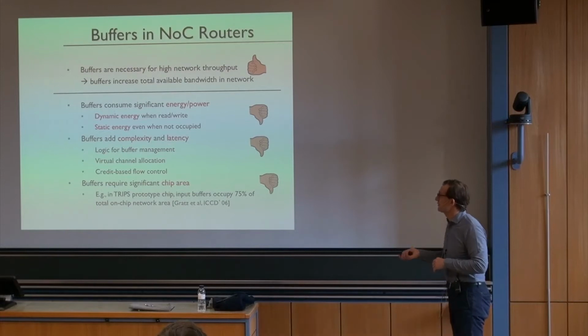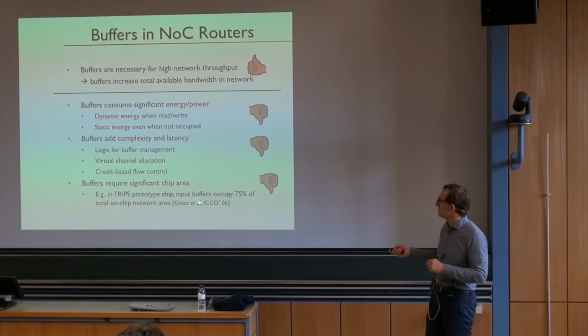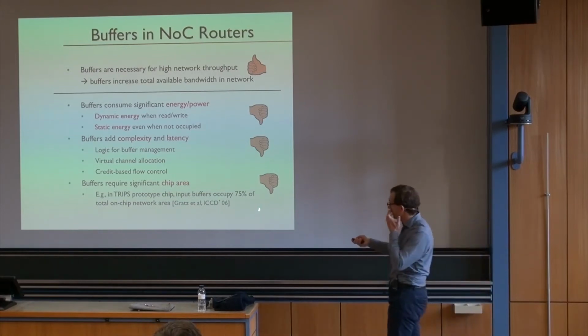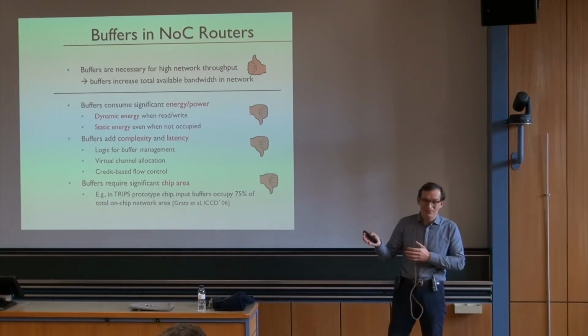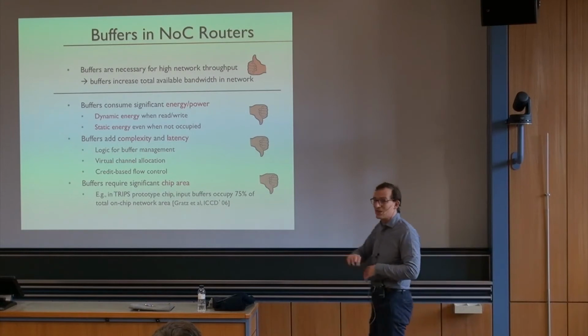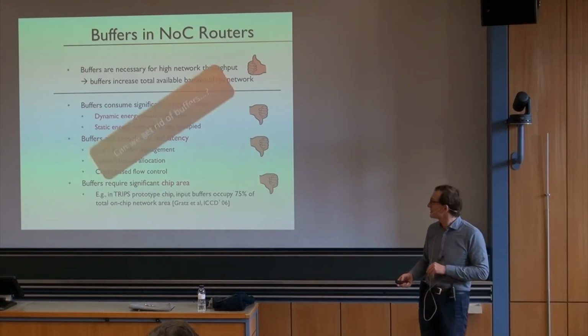And also they require significant chip area. There are a bunch of prototypes that show that the buffers occupy a significant fraction of the total on-chip network area. 75% is probably a very high number. Maybe these were not very optimized. And I know that they're not optimized because they didn't use SRAM buffers, for example, but still it's a large area, as we will see in some other slides.